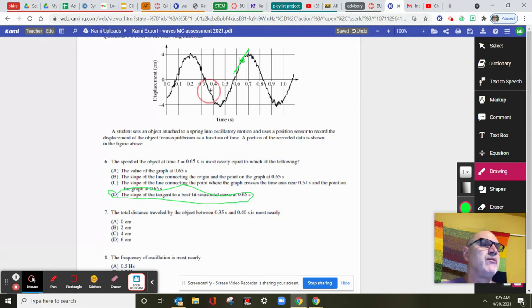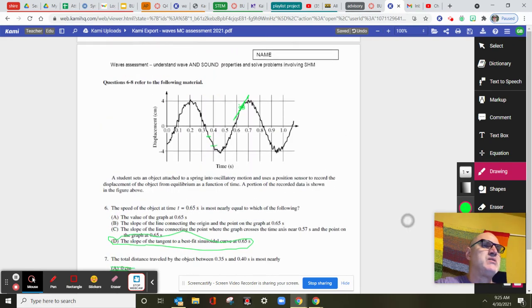The total distance traveled by the object from 0.35 to 0.4. So here we're at 0.35 right here, and then we're at 0.4 right here. We just have to pick the best answer, and I notice that from here to here is 4 centimeters. It definitely doesn't go 4 centimeters, and it doesn't go 0 centimeters because it did do something. So we have to choose between 2 and 6. Well, 6 is ridiculous. It can't be more than 4, so it has to be 2.